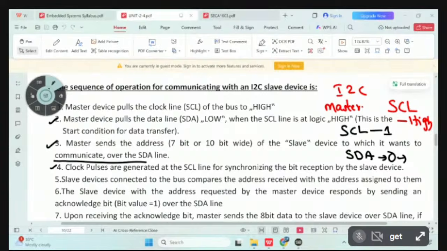Bidirectional, unidirectional data bus. Data bus is bidirectional, but address bus is a unidirectional bus, right? So means I would like to identify the particular location of the receiver.